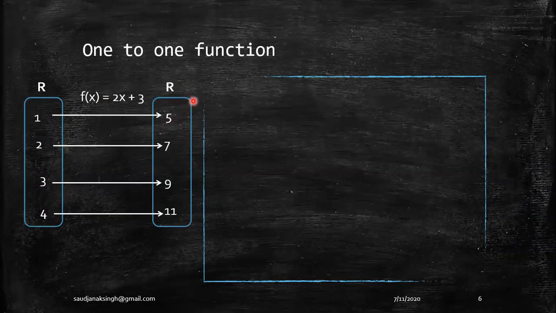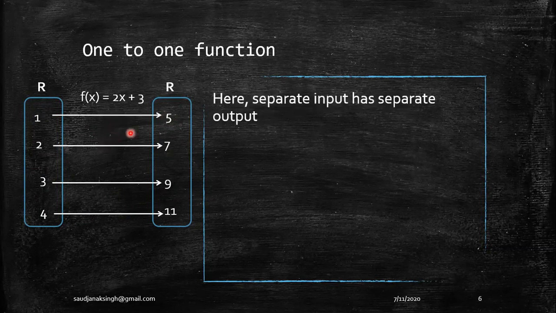All right, now one to one. It is clear that every element in the first set, every element in the domain, every input, separate input, different input, has a different image. No overlap, different input. One is input, two as input, three as input, four as input. Every input, separate input, has a separate image. One to one correspondence. So it is called the one to one function. Separate input has a separate output.